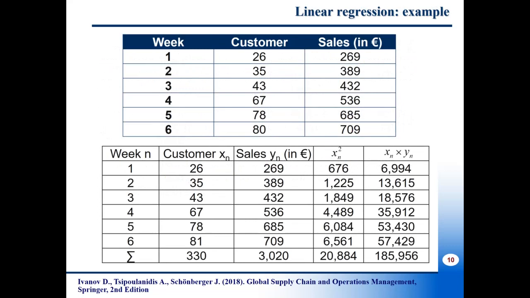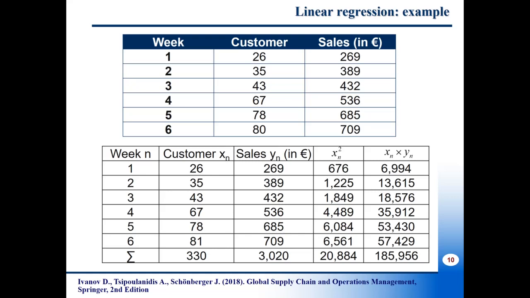In the current slides, this slide gives an example of using linear regression for demand forecast. There are 6 weeks of demand data. The second column of the upper table shows the amount of transactions by customers, and the last column of the table shows the amount of sales by the customers from week 1 to 6.